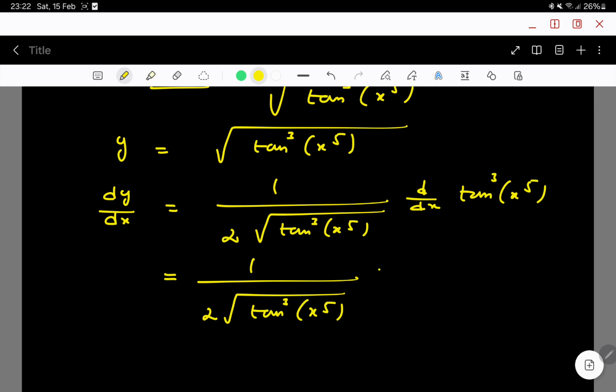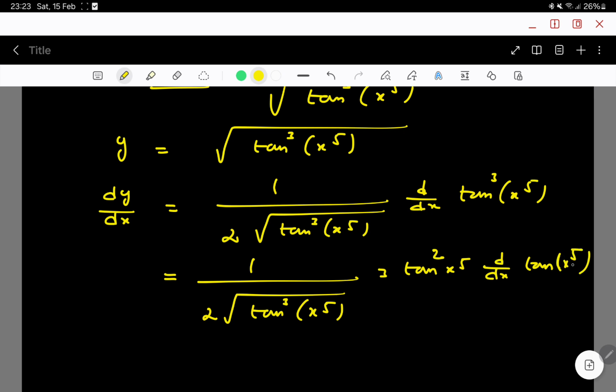3 times tan square x power 5. To differentiate tan cube x power 5, we follow the power rule. What is f of x? f of x is tan x power 5. What is n? n is equal to 3. So 3 into f of x power 3 minus 1, that is tan square x power 5. Again differentiating the function f of x, so d by dx of tan x power 5.